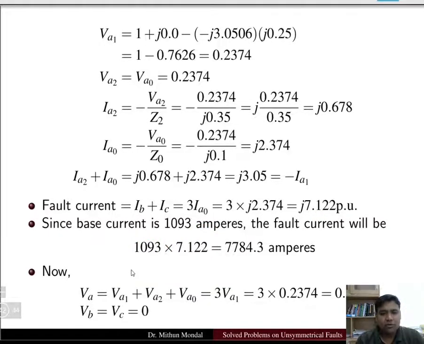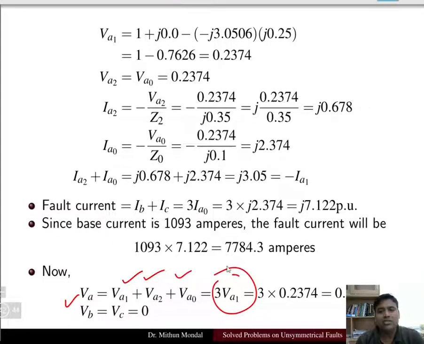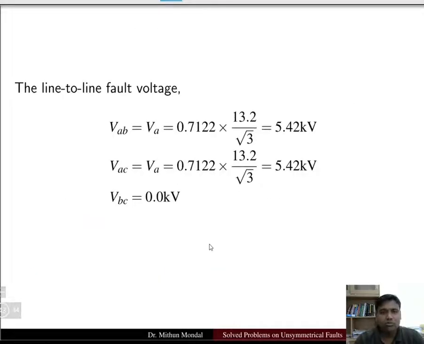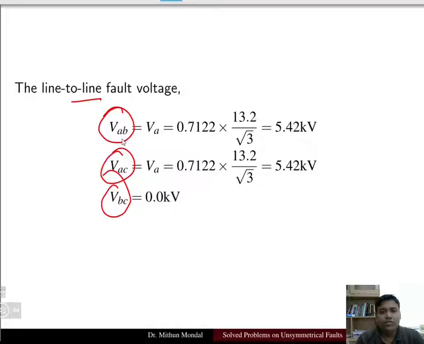Now the phase voltage VA we can obtain as the sum of VA1, VA2 and VA0, or 3 times the positive sequence component of the voltage. We'll get 0.7122, and the other phase voltages VB and VC are equal to 0. Then we can obtain the line to line fault voltages VAB, VAC and VBC. VAB we can obtain as VA, with the per unit values multiplied by the base value in terms of the line values. So we'll get 5.42 kV. Similarly, we can obtain VAC and VBC.